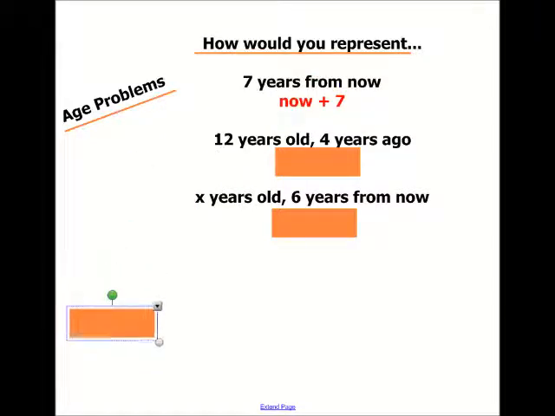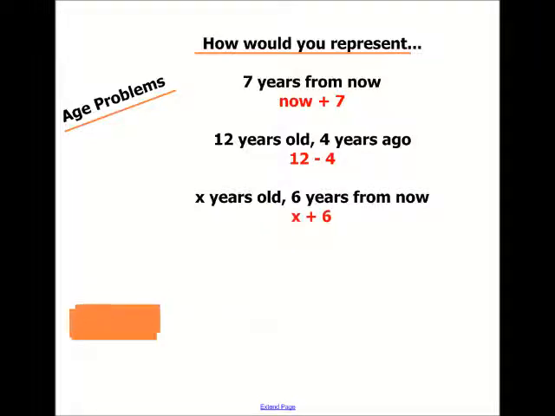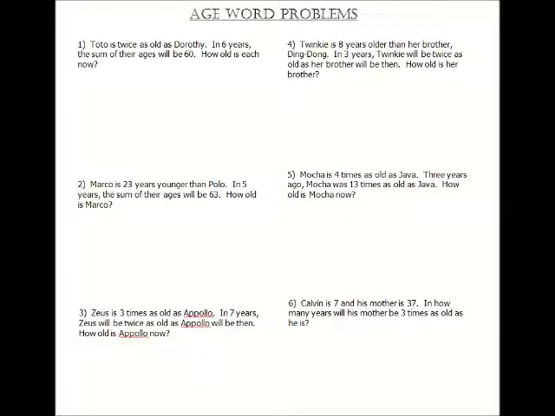I would add my age now to 7 years. If I was 12 years old 4 years ago, that's 12 minus 4. If I'm 12 years old now, 4 years ago, I would be 8. If I'm X years old now, 6 years from now, I would be X plus 6. This all seems like second nature, and you're wondering why I'm even bothering, but when you see the age problems, you will see why.